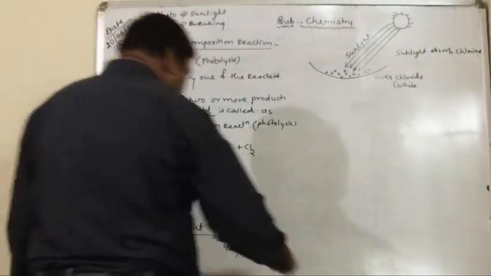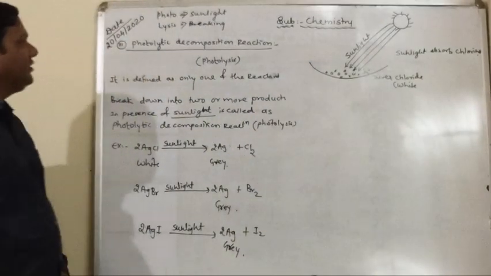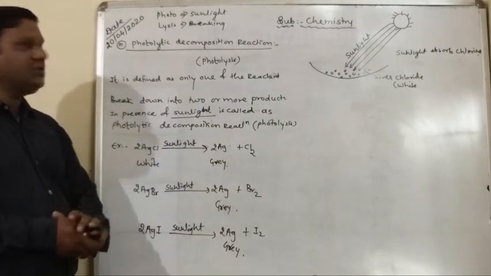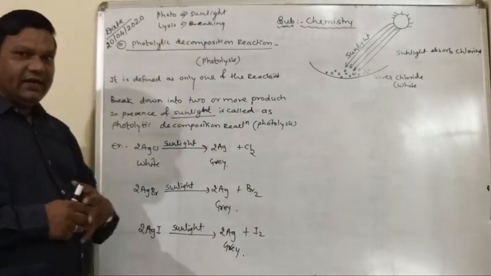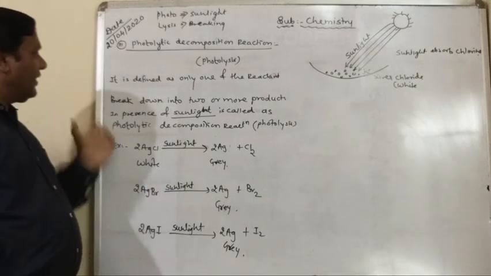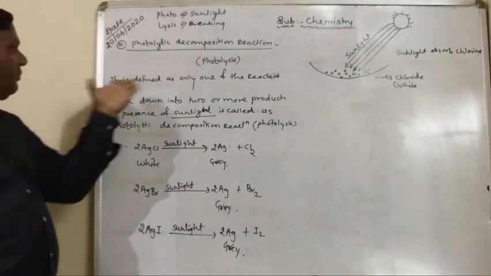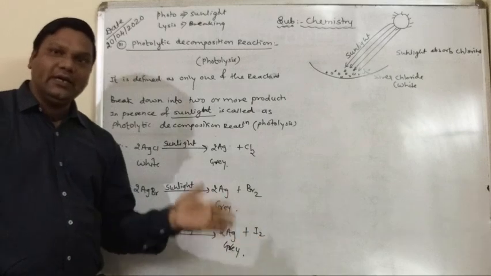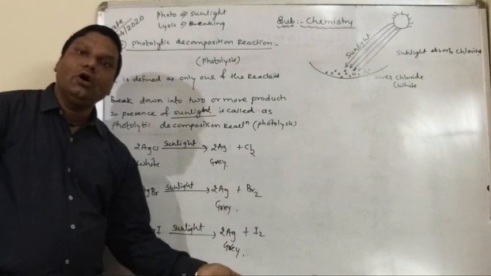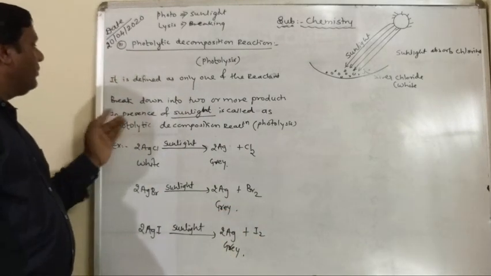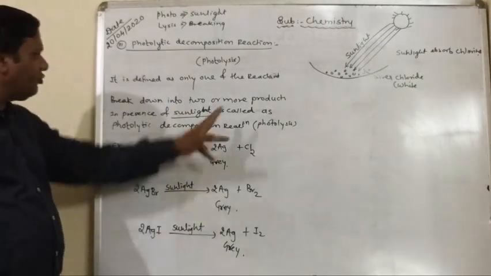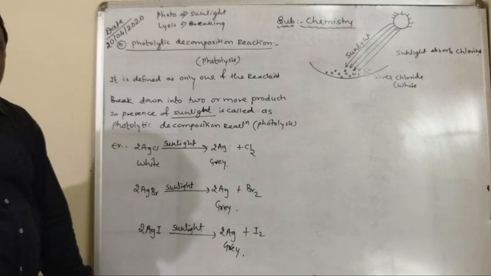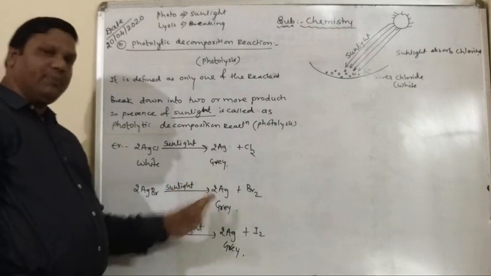Now the third is the photolytic decomposition reaction. The photolytic decomposition reaction is also named photolysis. Photo यानी sunlight and lysis यानी breakdown. So again it will be the same thing. It is defined as only one reactant breaking down into two or more products in the presence of sunlight. That is called a photolytic decomposition reaction. It is a very simple concept.